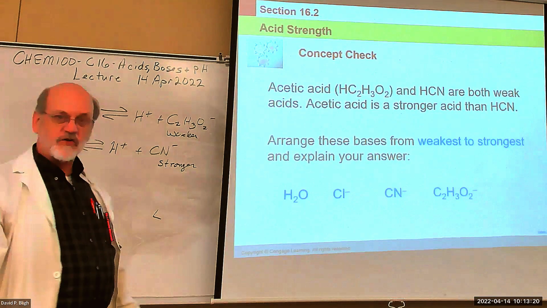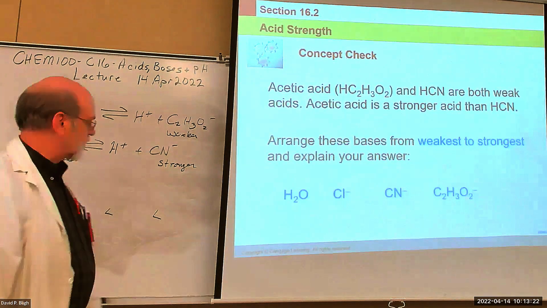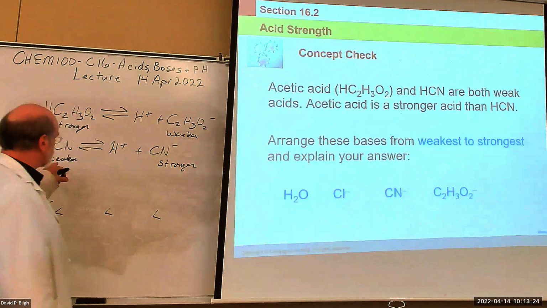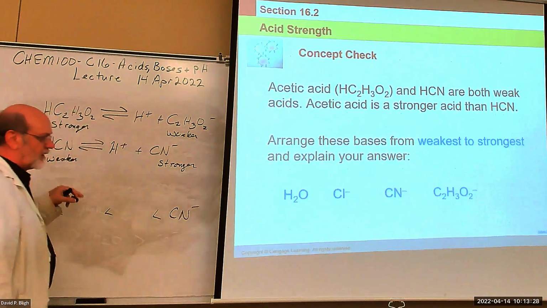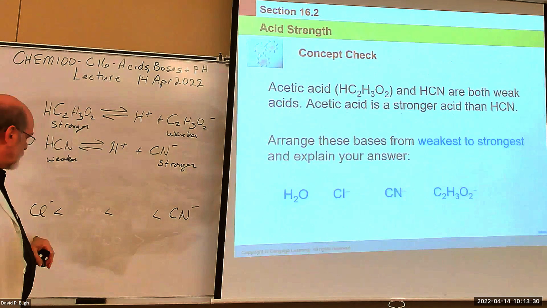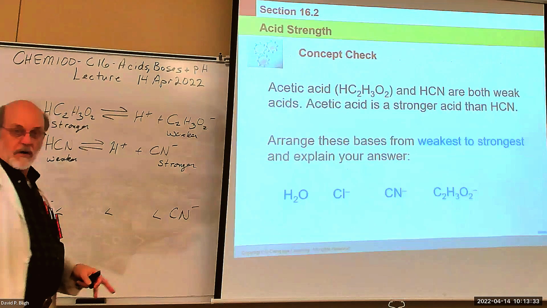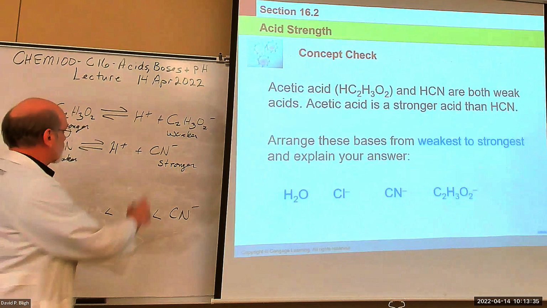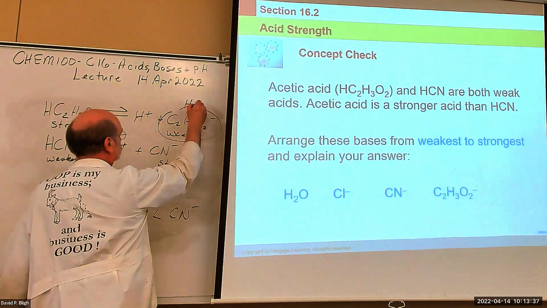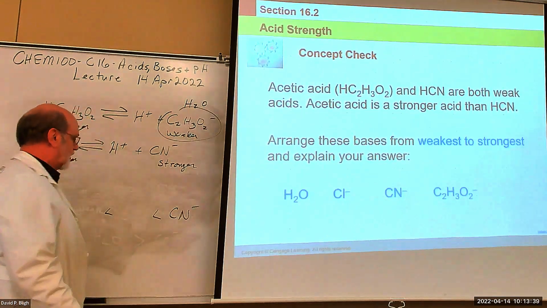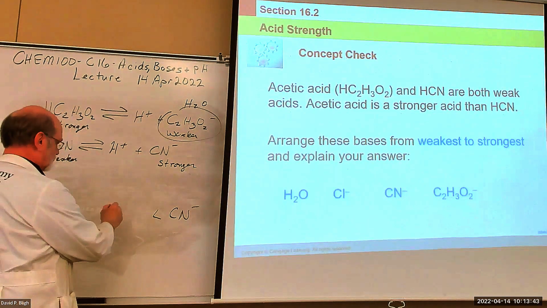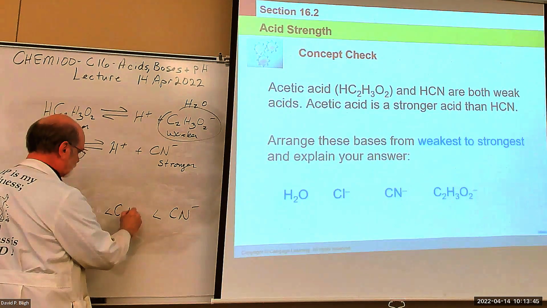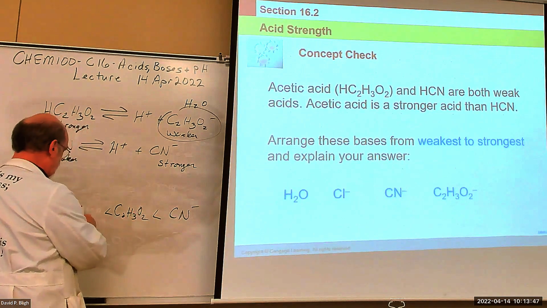How about the strongest base? The strongest base comes from the very weakest acid. Now what we have to do is say, where does this one compare to water? This one is a little bit stronger than water, I would say. So that puts water here.